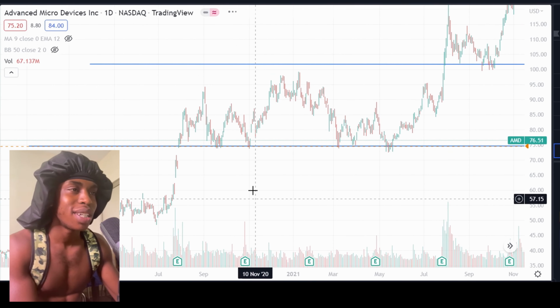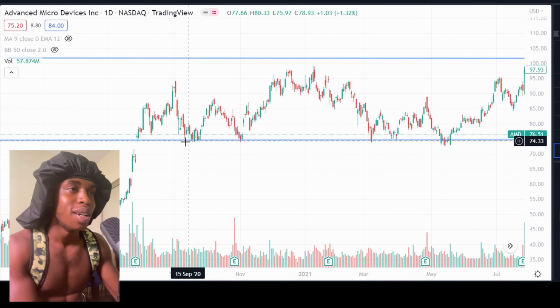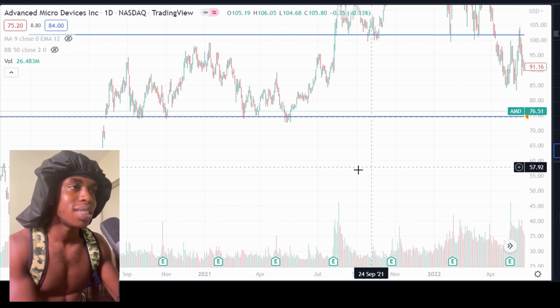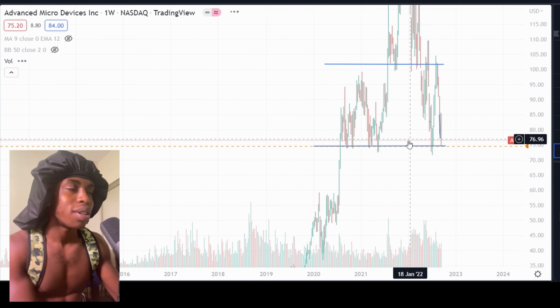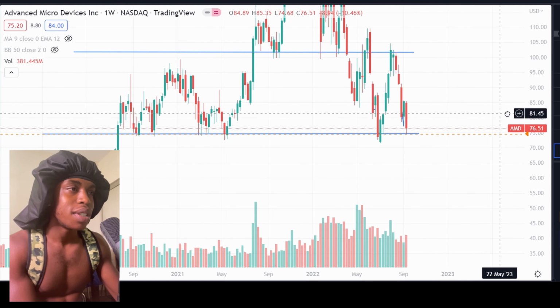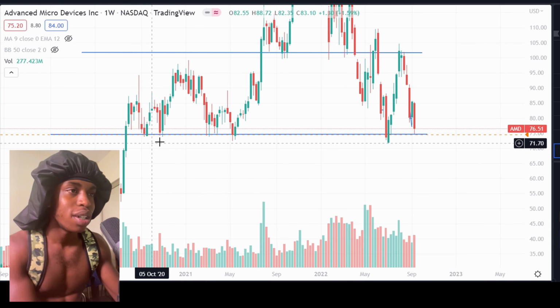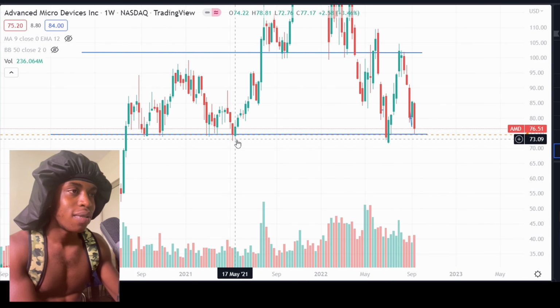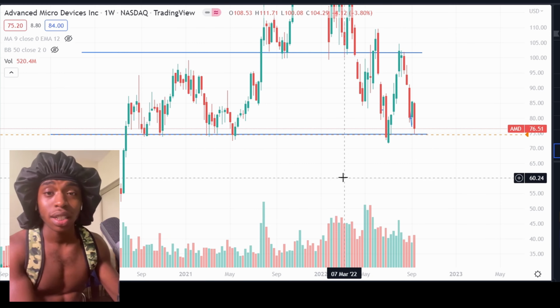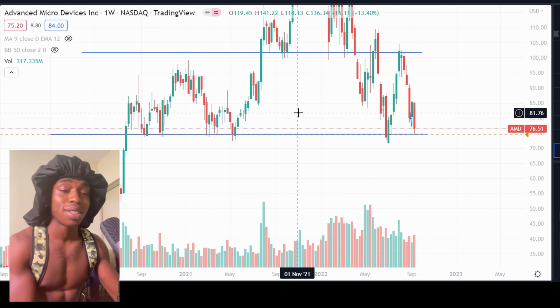I ain't putting all my money in that. But look, you see, this is a major resistance level. Like, let's go on the weekly chart. On the weekly chart, you can even see some major... One, two, three. Goddamn, y'all see them? Four, five. One, two. Four, five, six. You see? Man, this is a very strong resistance.